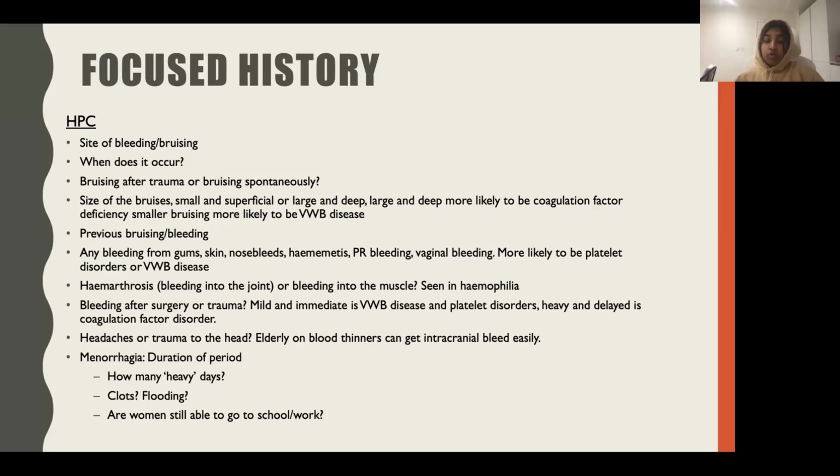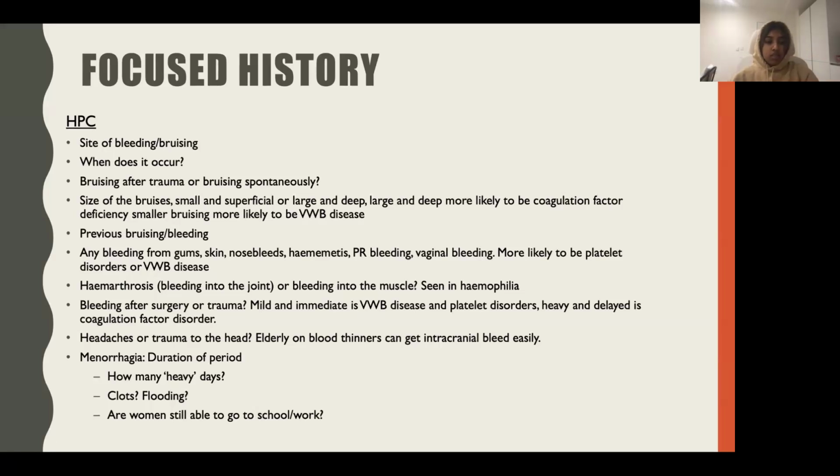Have they had any previous bruising or bleeding? Any bleeding from the gums, the skin, any nosebleeds, any PR bleeding, vaginal bleeding, and these are all mucosal bleeding. So any bleeding from a mucosal site, you need to ask about that. And if it is a history of mucosal bleed, then it's more likely to be a platelet disorder.